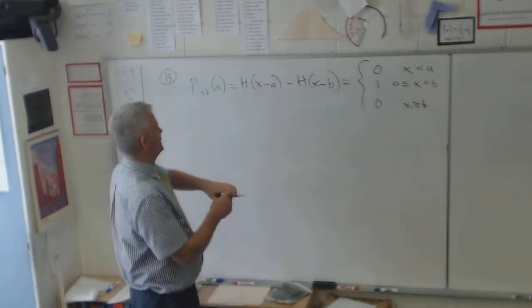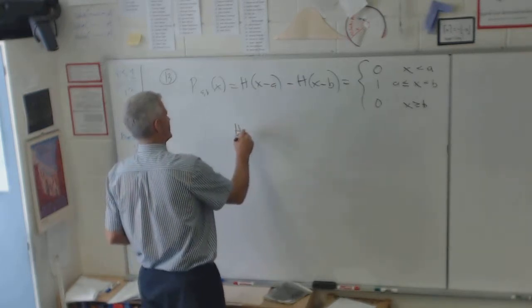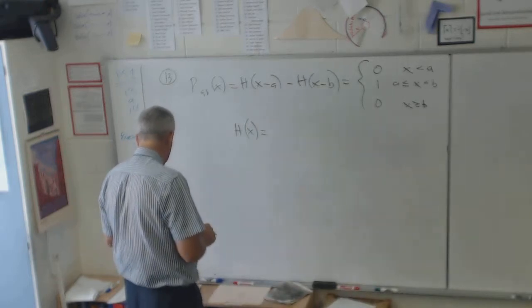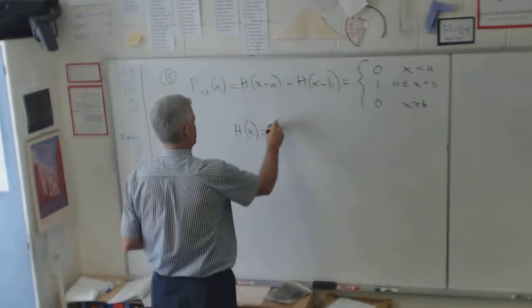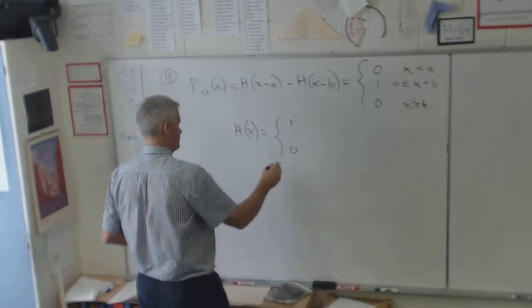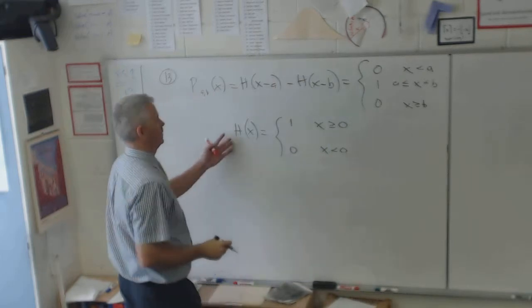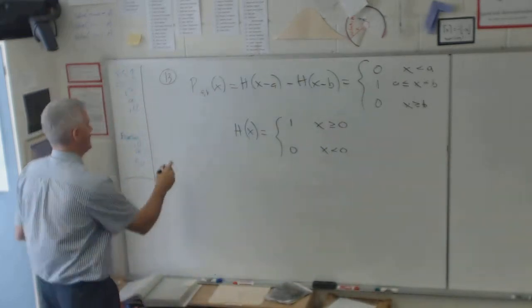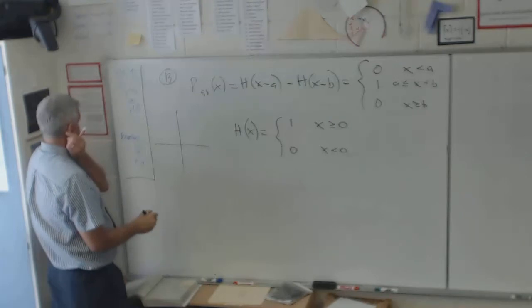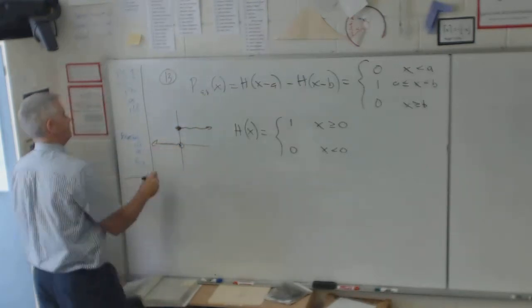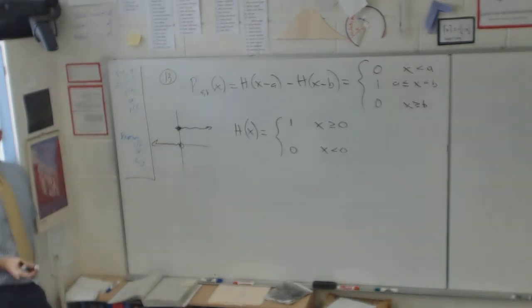Let's see if we can understand it. What's the Heaviside function? What's H of X? In brackets, it's 1 when X is greater than or equal to 0, and 0 when X is less than 0. So H of X is easily graphed. It's just 1 and 0. It returns 1 if it's a positive number, 0 returns 1. If it's a negative number, it returns 0.